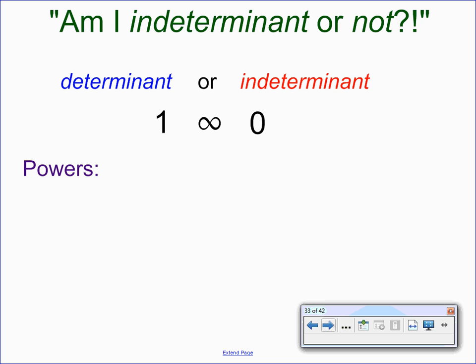So our powers are tricky. Our first indeterminate form is 1 to the infinity. And right now you might be thinking, if I take 1 and I multiply by itself an infinite number of times, the result will be 1. To which I would reply, yes!